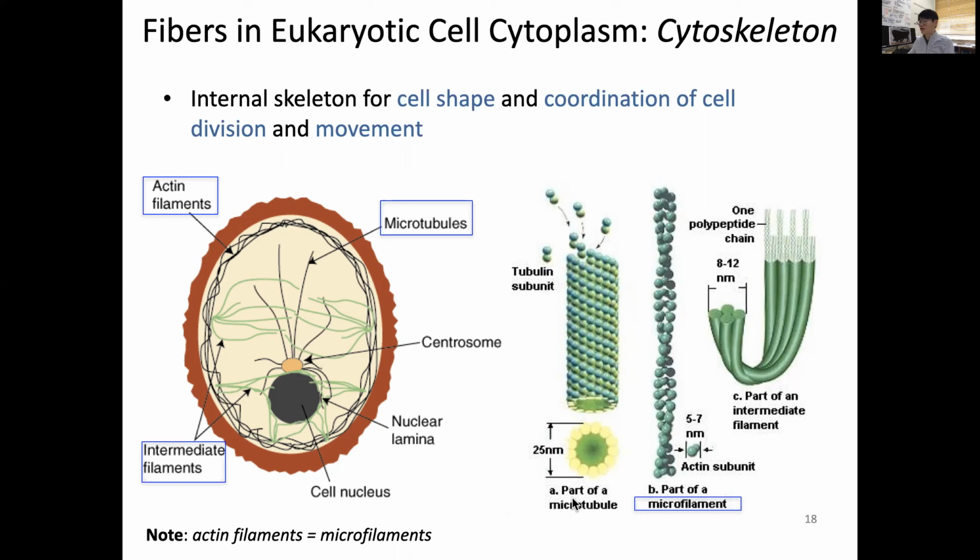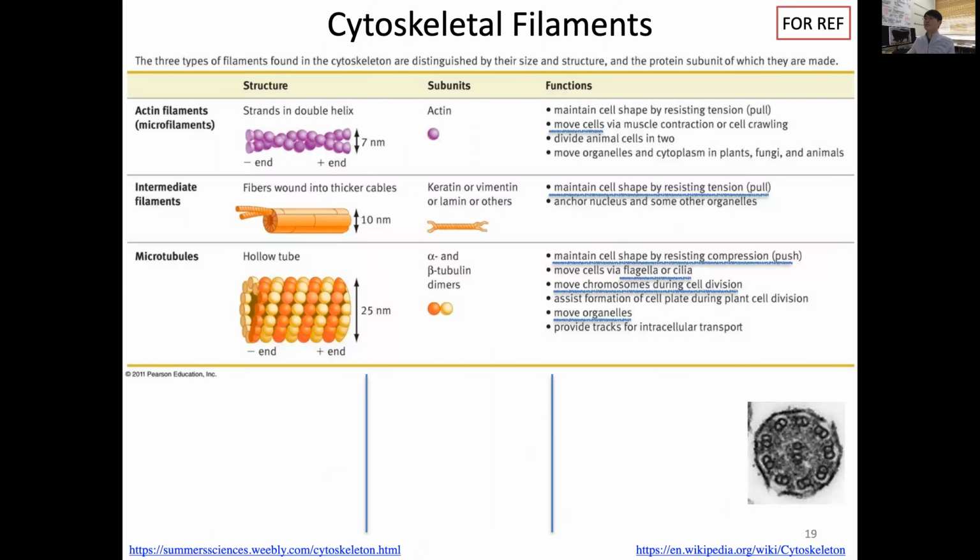First, you look at this microtubule. It is a hollow pipe structure, so it has very good compression resistance. While the microfilament, or actin filament, is only about 7 nanometers in diameter, made of actin subunits. And intermediate filament is like a rope of polypeptide chains, making about a 10 nanometer diameter. So I brought this table which shows these three types of filaments.